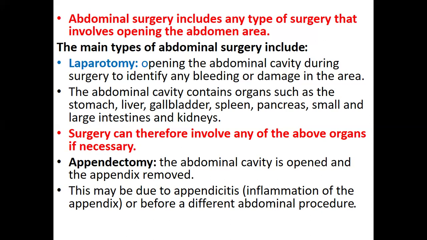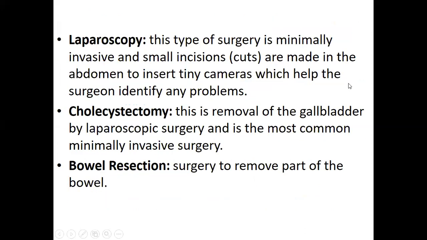Surgery can therefore involve any of the organs, including the stomach, the liver, the gallbladder, and anything contained in the abdomen, and involves opening of the abdominal cavity, including conditions such as appendicitis. A patient can go for surgery when the appendix is inflamed or has to be removed. In appendicitis, the abdominal cavity is opened and the appendix is removed in what is known as an appendectomy.